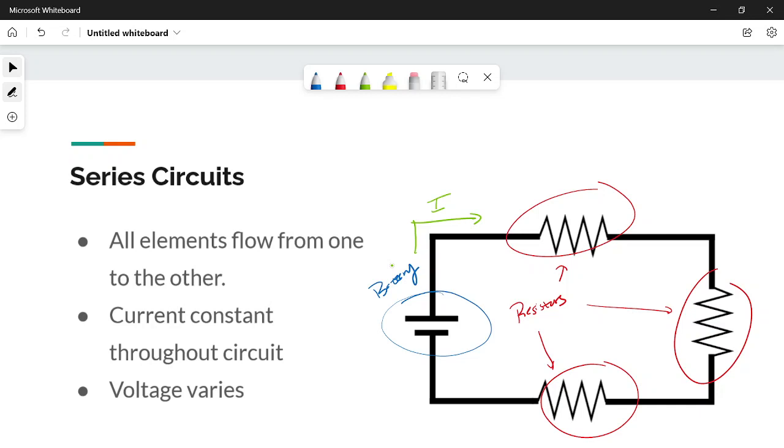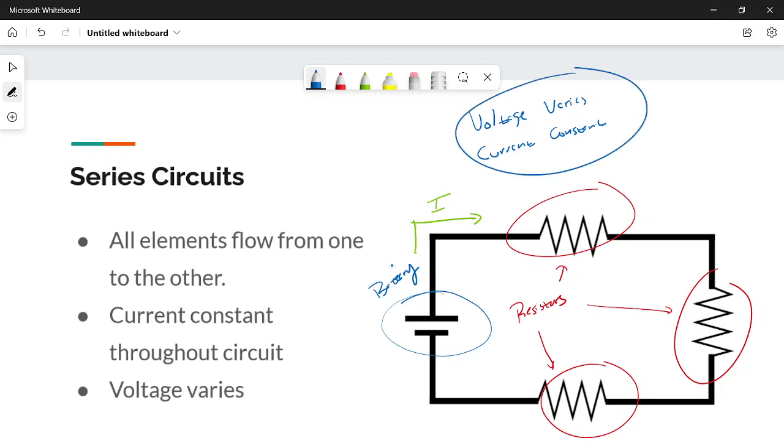So a first fundamental principle that you have to know about series circuits is that the current is constant through the circuit. The current through this resistor is going to be the same as the current through this resistor, which is the same as the current through this resistor. It's the same in all of them. A consequence of that is that the voltage is going to vary. So I will always make sure that we say this as I start talking about these: the voltage varies, and the current is constant. Those are the two really key things that you have to know about series circuits.